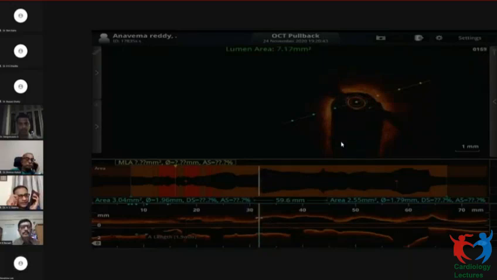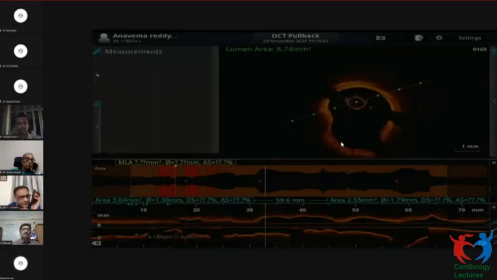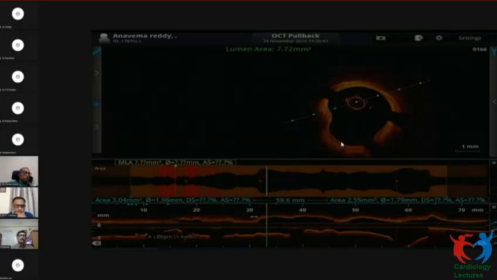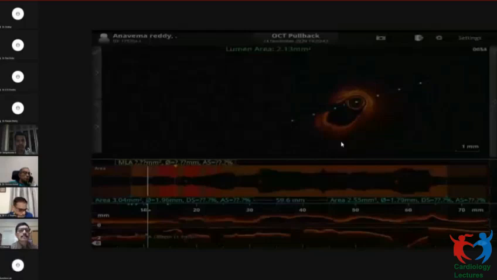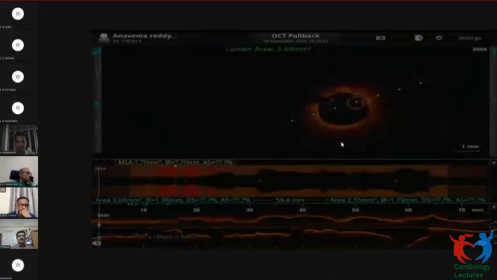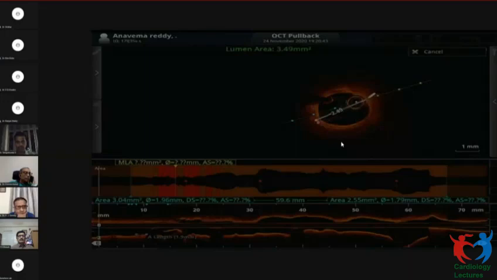This is the area of the proximal landing zone, 8.74, with a mean diameter of about 3.3. And if you go distally, it's like a tapered vessel. Now we see very clearly that the lumen diameter is almost 2 only, but the external elastic diameter we got is around 2.65 distally. Based upon that, we wanted to choose, here you see 3.49. I'll show the external elastic diameter from here to here, almost 2.6. So based upon that, we are choosing a 2.5 by 28 mm stent and wanted to go ahead.